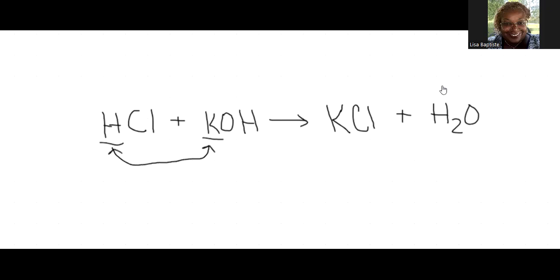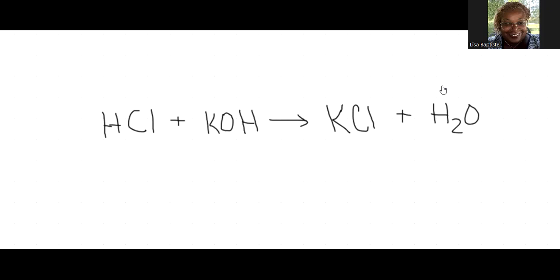H is going to be paired up with OH, and HOH is the same as H2O. And then K is going to be paired up with Cl, and so you get KCl. When you switch the places, make sure that because these elements are at the beginning of the compound, they're still at the beginning of the compound. And then the next thing you want to do is balance the chemical equation.